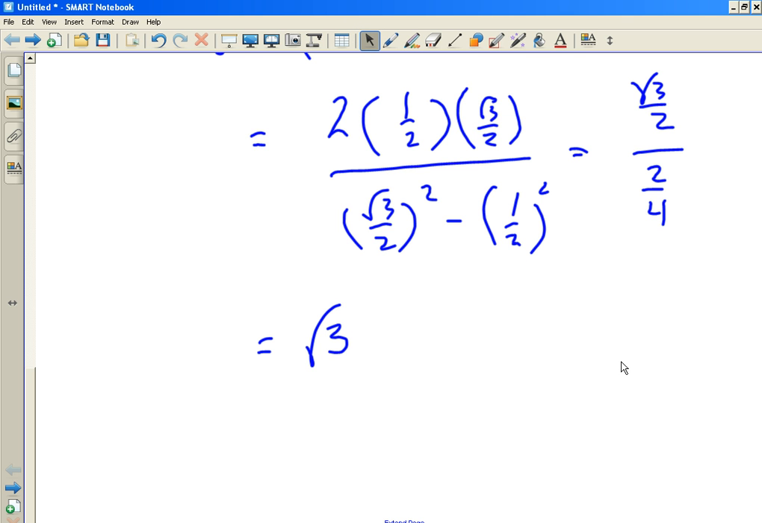Root 3? Yes. All right, so you have a positive slope, and root 3 is about 1.7 something. Let's see if that makes sense. Let's take a look at the graph.